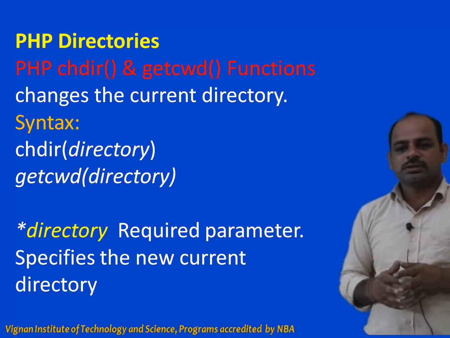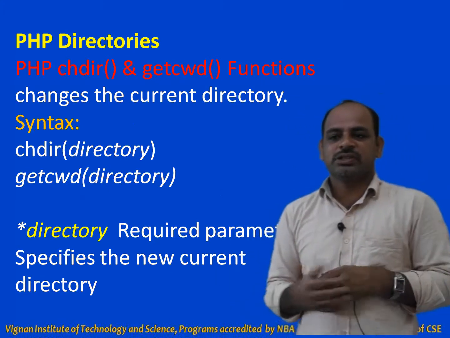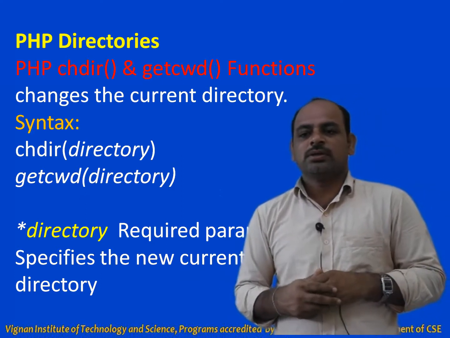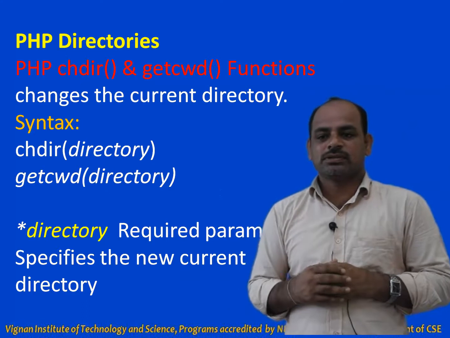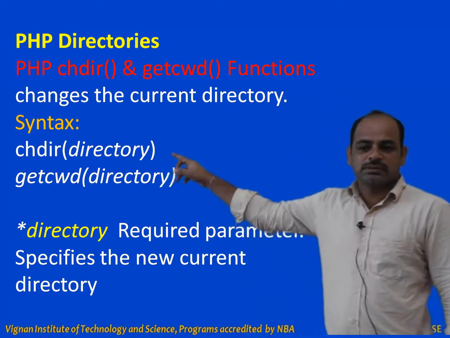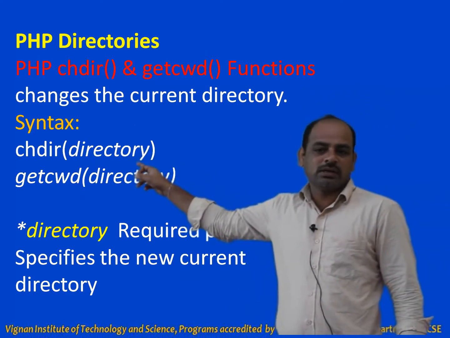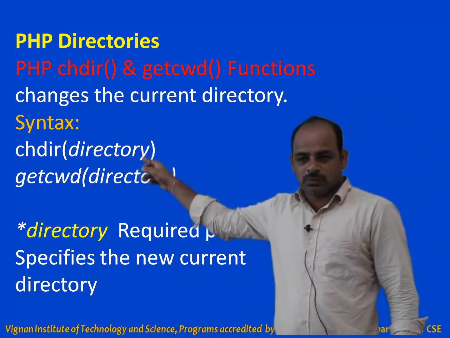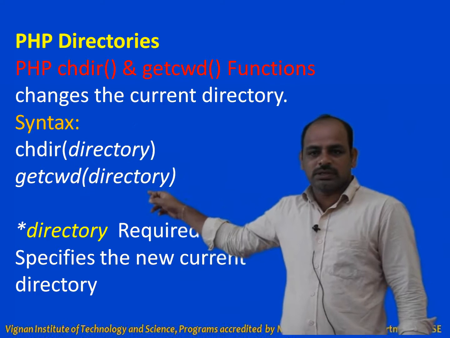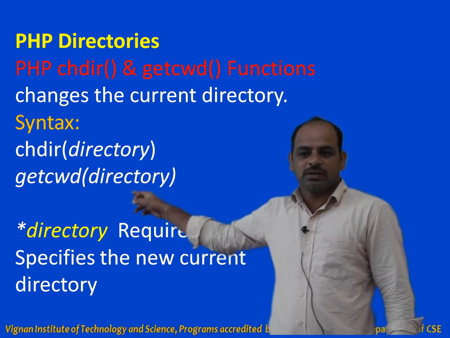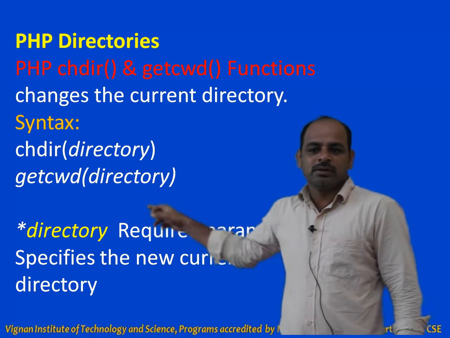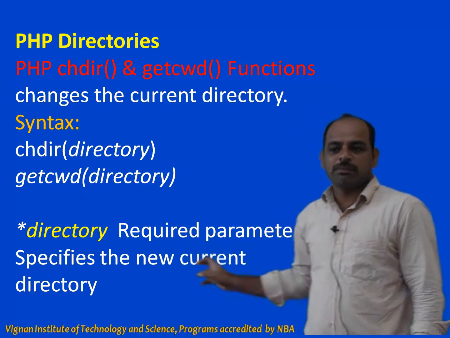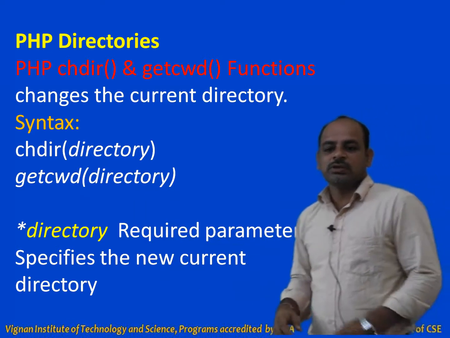Next, let us discuss in detail what the chdir and getcwd functions are. This is the syntax you can see here. In this syntax, chdir takes a directory as one of the parameters. Another one is getcwd, and it also has one directory parameter. The directory parameter is a required parameter for chdir.